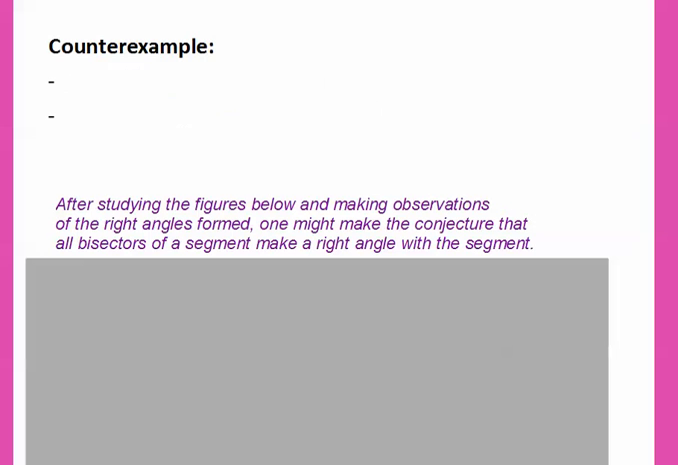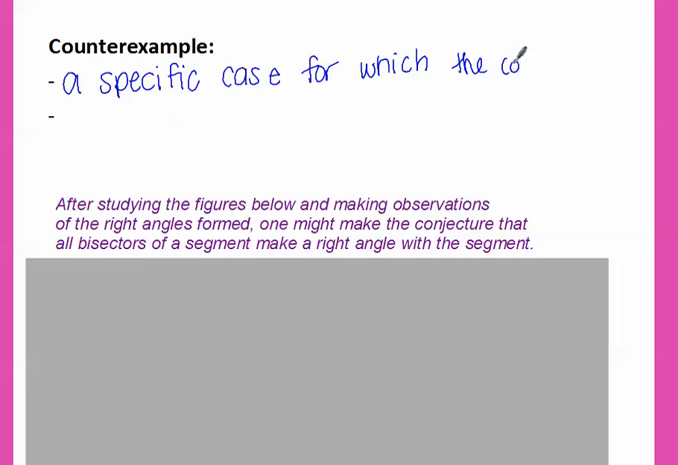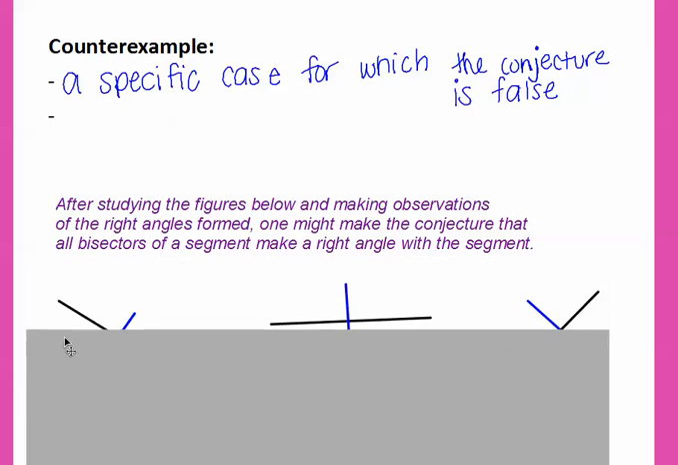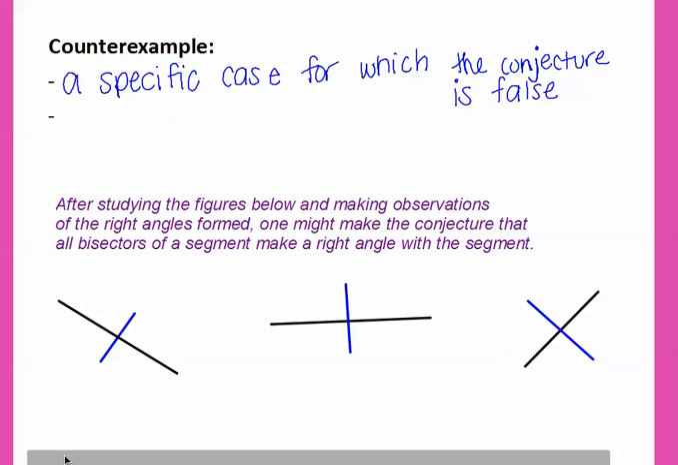And our final topic for today is counterexamples. A counterexample is a specific case for which the conjecture is false. So, after studying the figures below and making an observation of the right angles formed, so each of these blue lines has a right angle with the black line when they intersect.